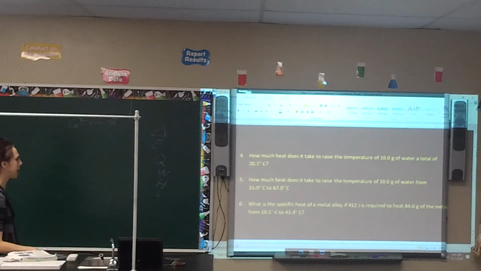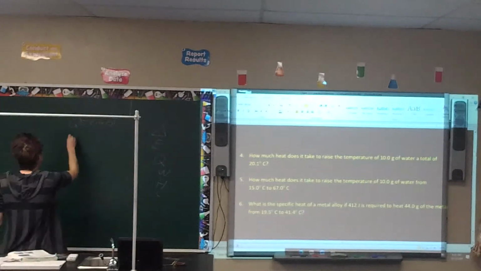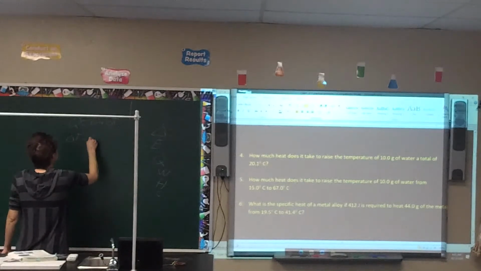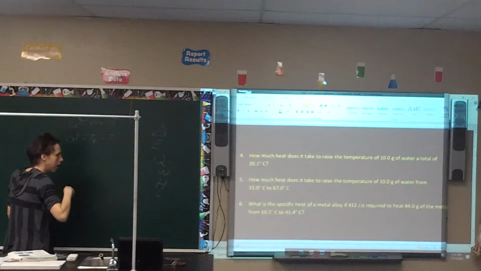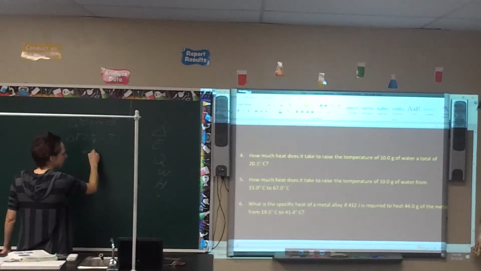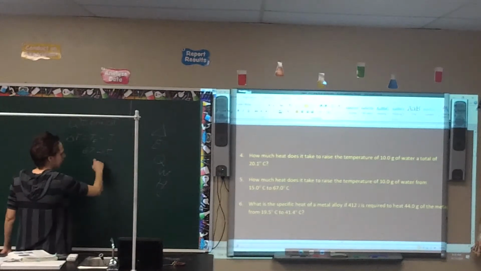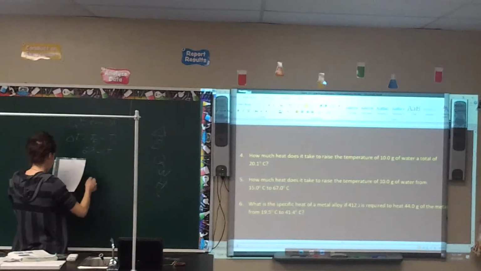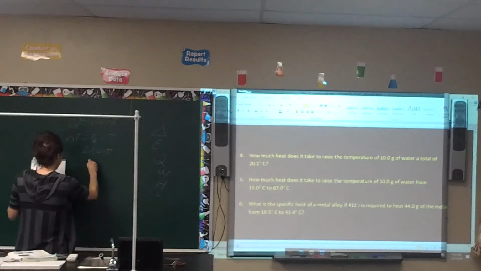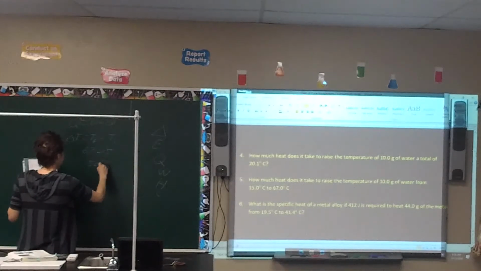How much heat does it take to raise the temperature of 10 grams of water from 15 degrees to 67 degrees Celsius? How do I find that temperature change? Remember, good habits: delta T equals the temperature of the final minus the temperature of the initial. So 67 minus 15, I'm leaving off the point zeros for right now. That turns into 52 degrees Celsius, 52.0 technically.